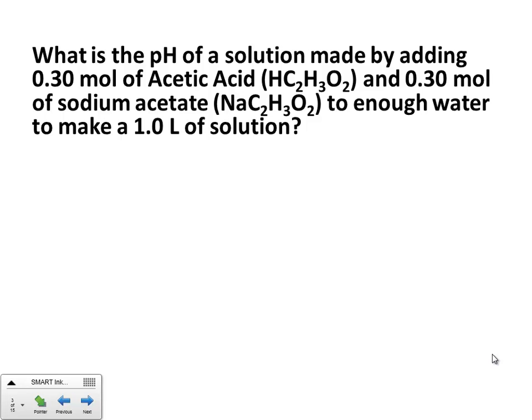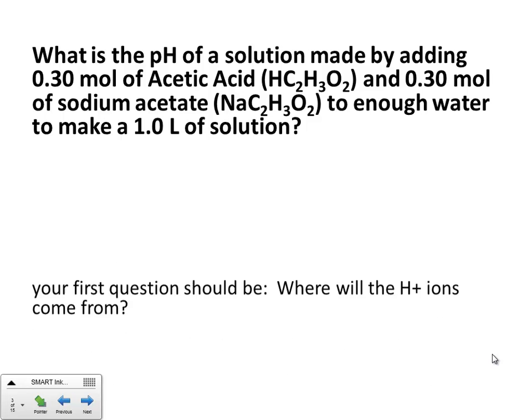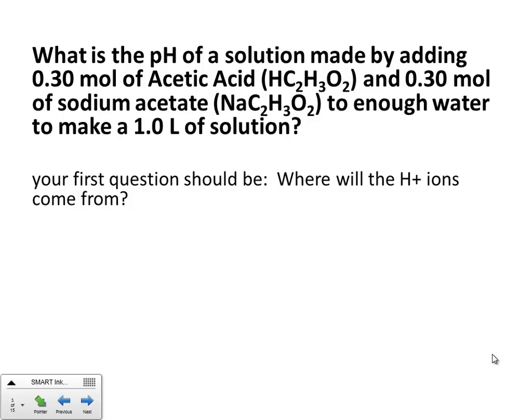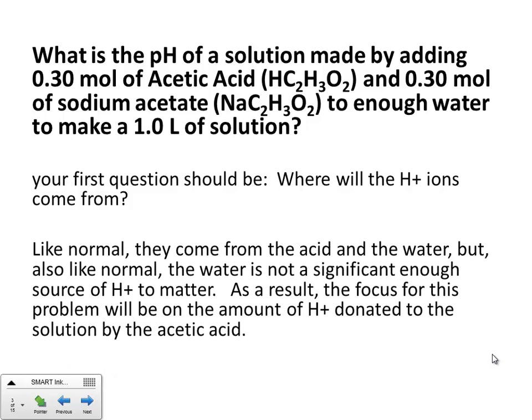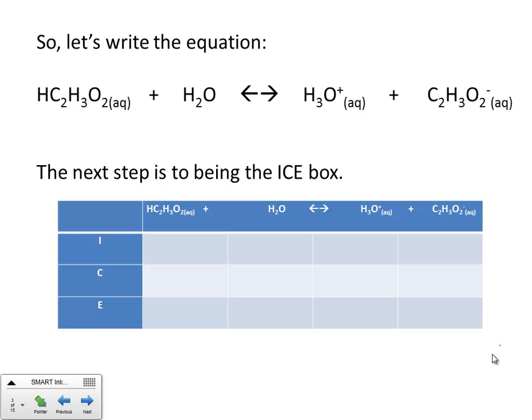So just like normal, your first question should be, where do the H+ ions come from? Also like normal, they come from the acid and the water, but the water, of course, isn't a significant source of H+, so we ignore it. So let's focus the problem on the most important source of H+, which is going to be the acetic acid. So let's start off by writing that chemical equation.